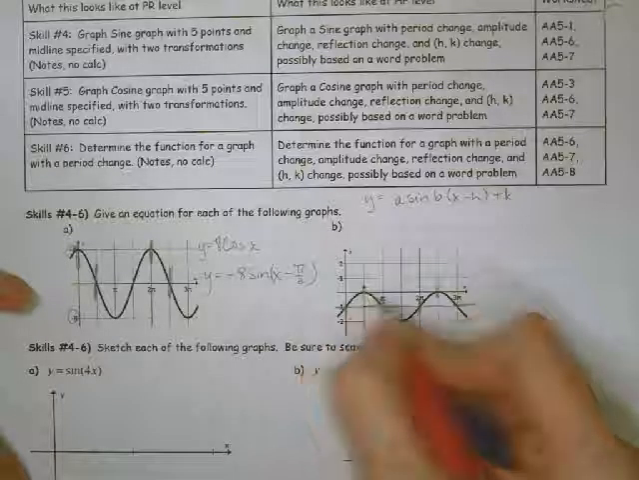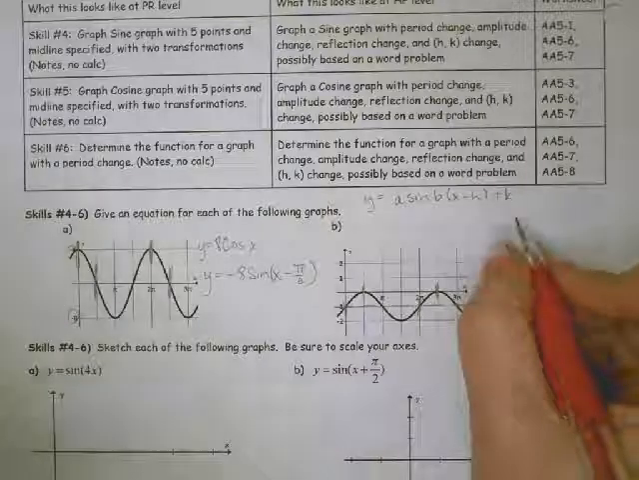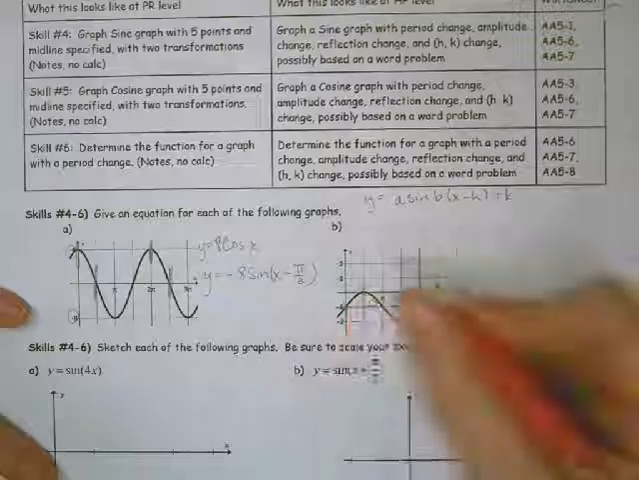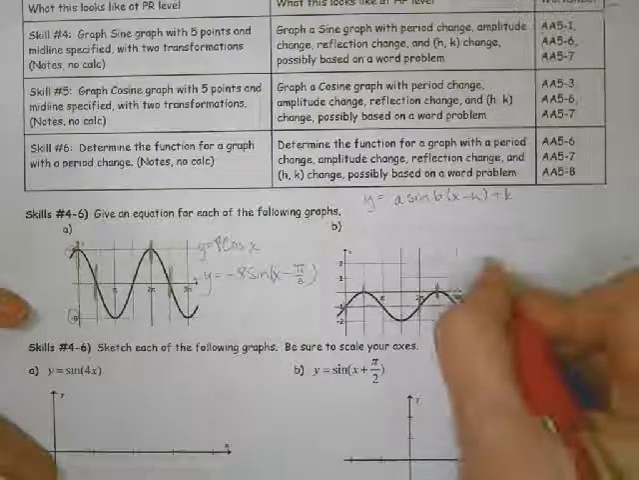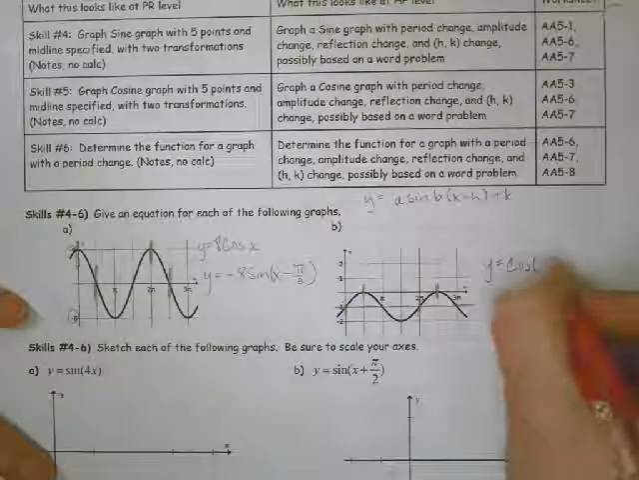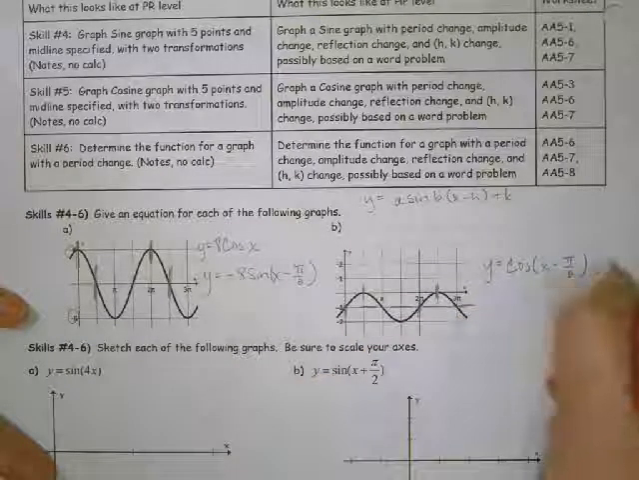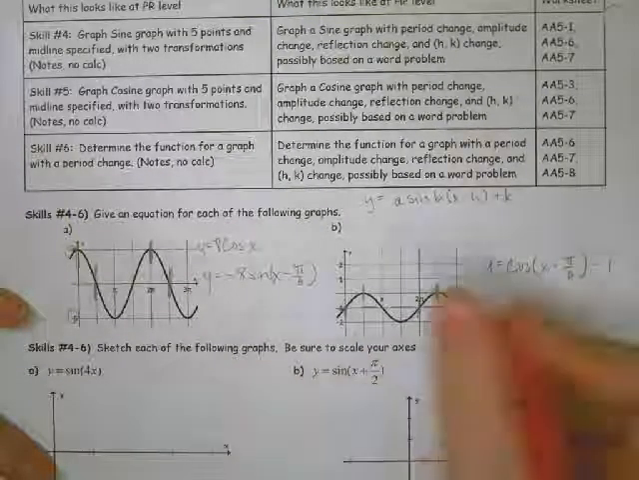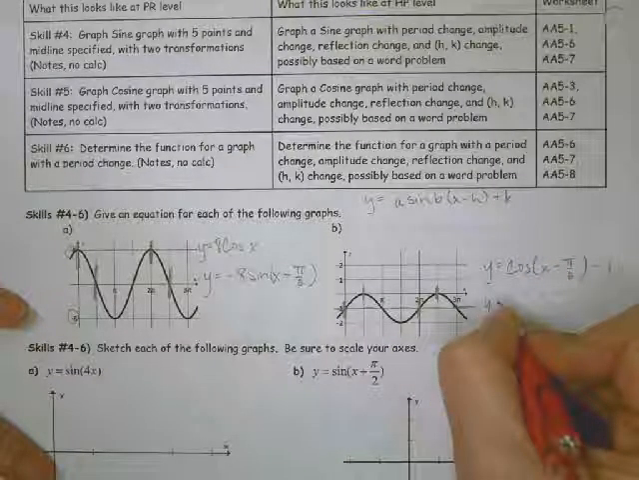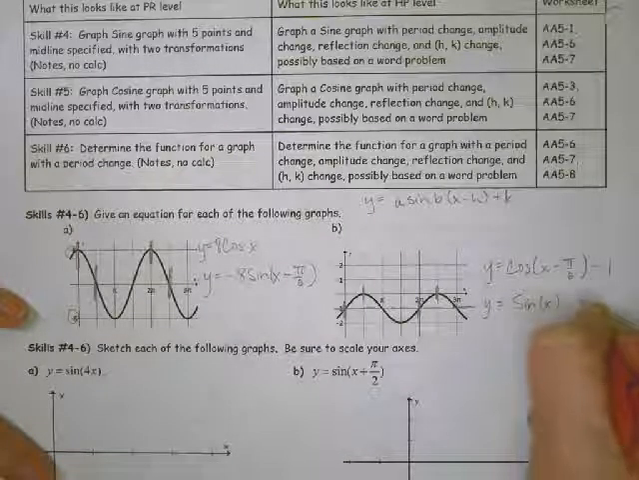If I start it here and end it here, that's my cosine graph. That's been moved to the right as well. No amplitude change because I'm going one up from my midline and one down from my midline. So that's y equals cosine of x minus pi over 2, and then -1 because of that midline change. If I want to do the sine graph from here to here, then I don't need to move it left or right. That's y equals the sine, and that's just going to be of x minus 1.